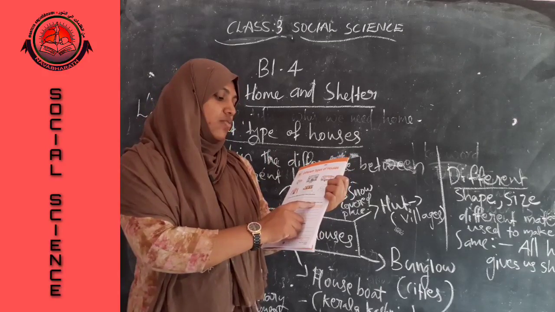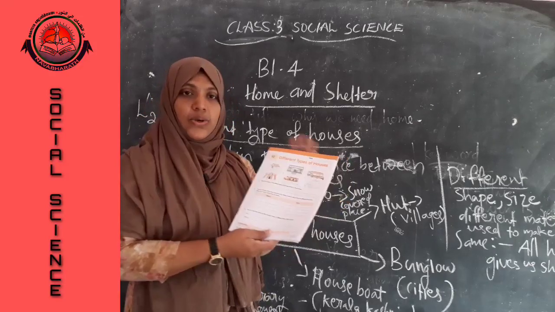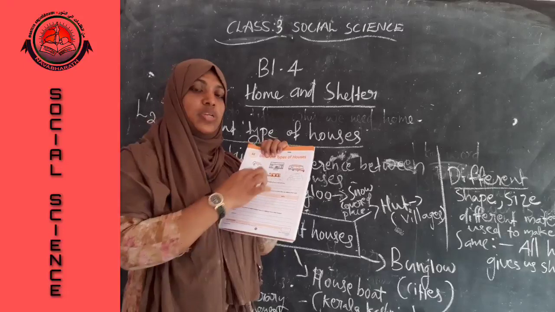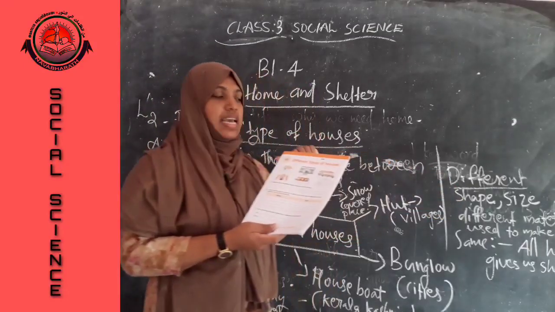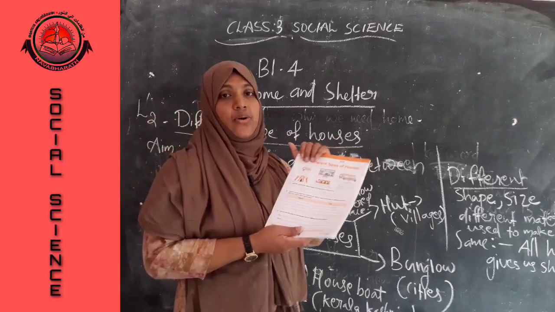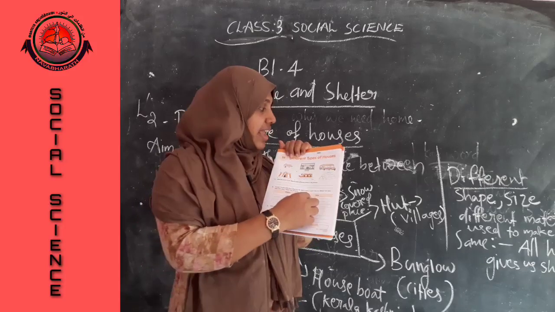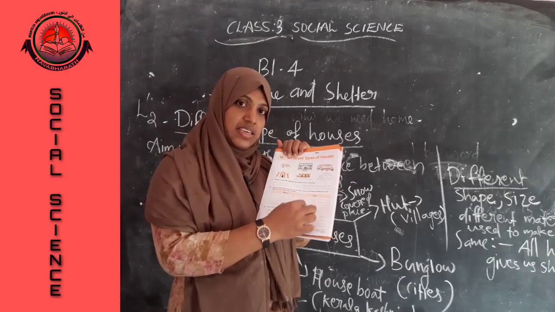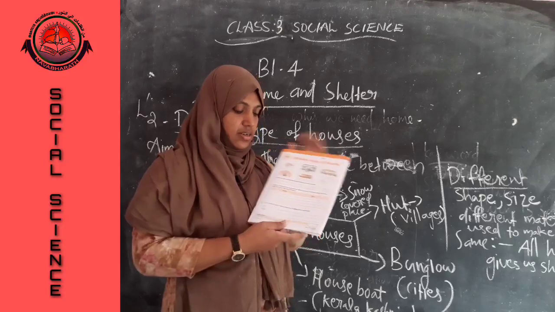Next, second question, choose two houses other than the tent from question 1. Write two ways in which they are different from each other and ways in which they are similar. So you can write differences between the houses. The differences are shape and size and what they are made of. The materials they use to build are different. The same thing is that all the houses give us shelter.